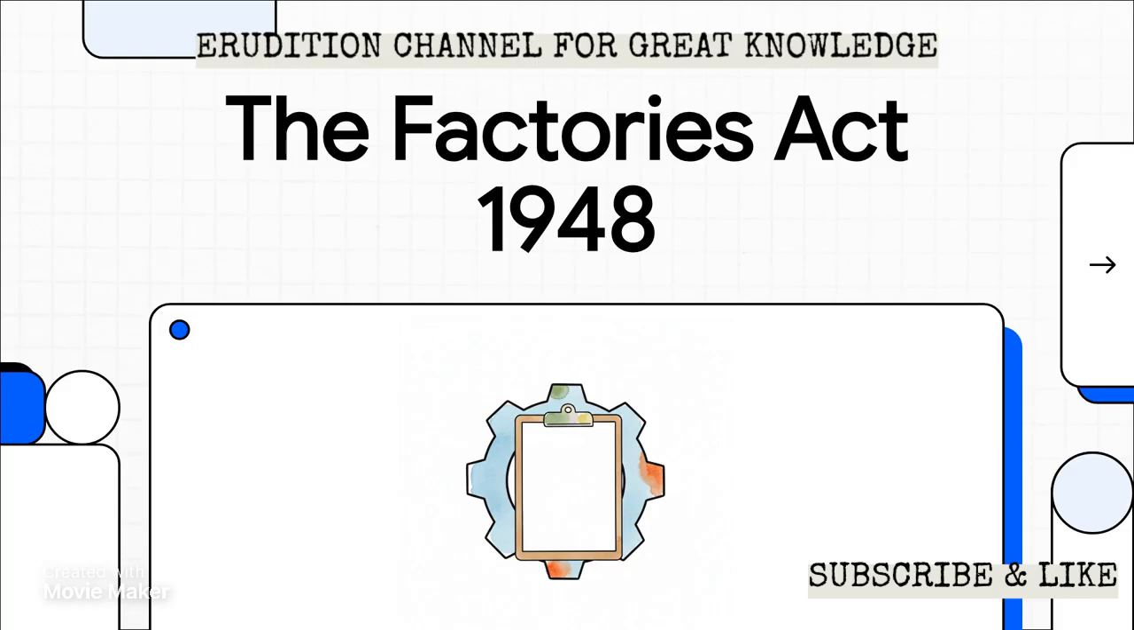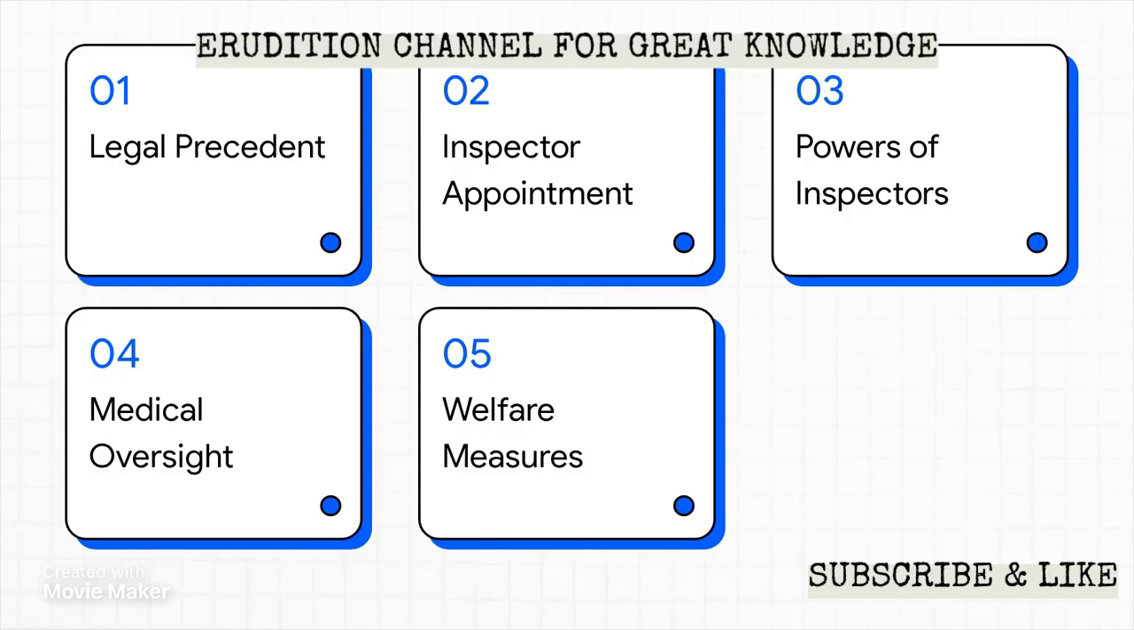Let's get into it. Here's what we're looking at today. First, the legal precedent. Second, inspector's appointment and role. Third, key powers of inspectors. Fourth, certifying surgeons' medical oversight. And fifth, an overview of welfare measures.